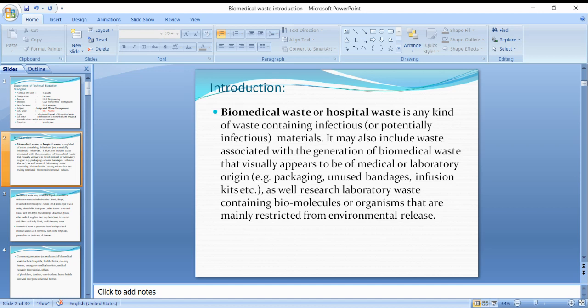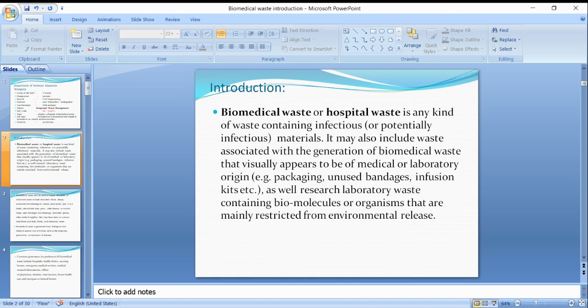It appears to be of medical or laboratory origin. Examples are packaging, unused bandages, and infection kits. You can see there will be unused bandages, some used bandages, and some kits which are used for storing those injections. As well, there is the research laboratory, containing biomolecules or organisms that are mainly restricted from the environment.